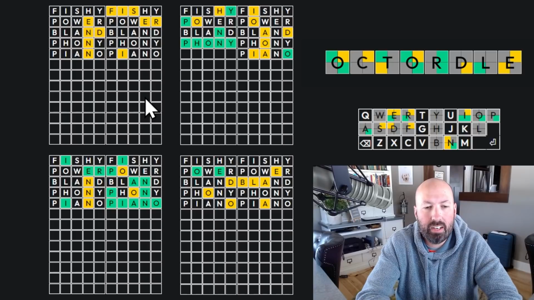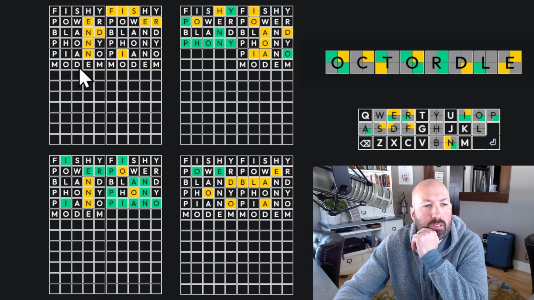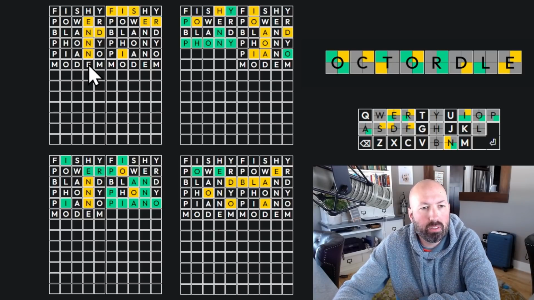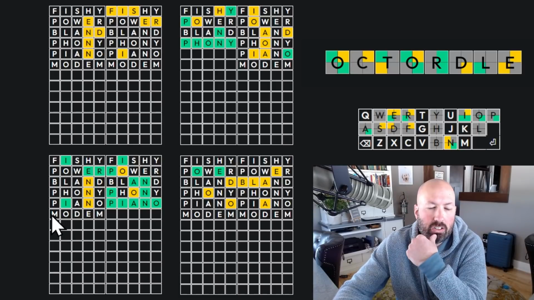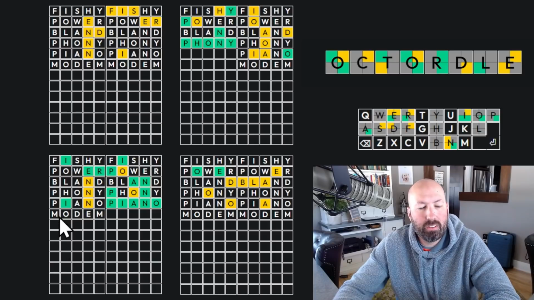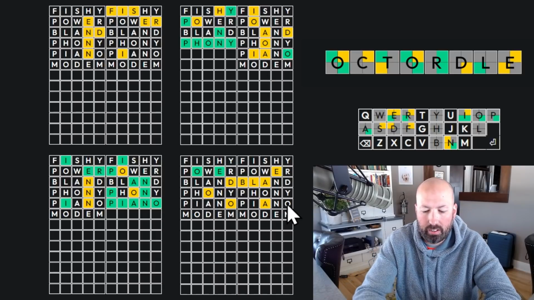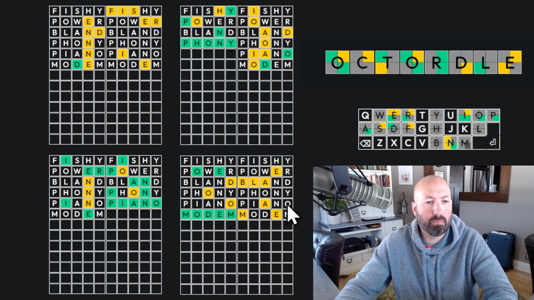Okay, I think I'm gonna go with modem. So it gets us a different spot for the D up here, but it doesn't help us with the E. I'm tempted to do minor because it still checks the M for modem, and it also helps us with the N up here. But I feel like niner is almost as likely, and I feel pretty good about modem down here. Okay, I'm gonna go with modem. Okay, it was modem, good.